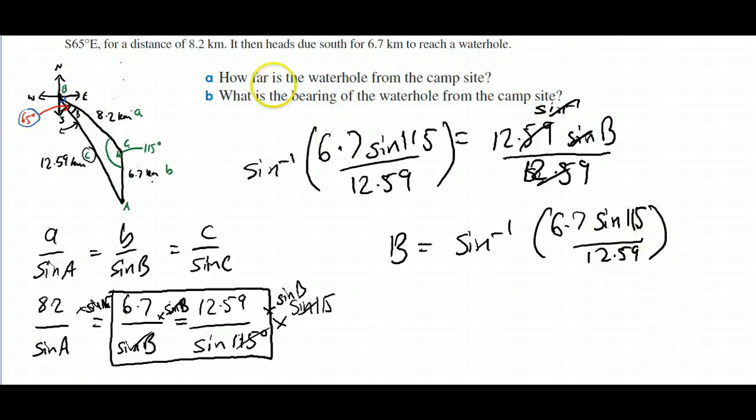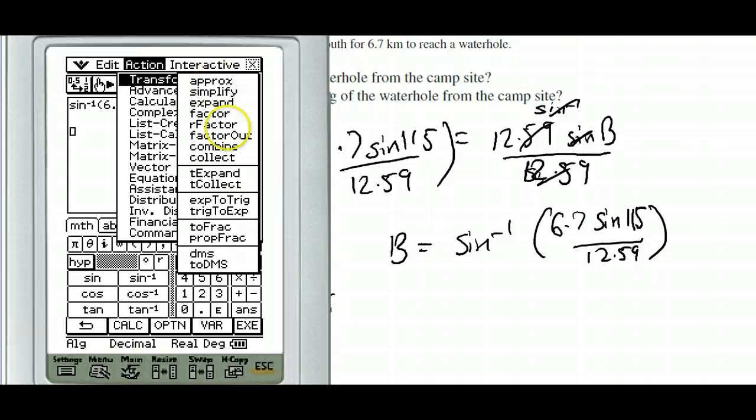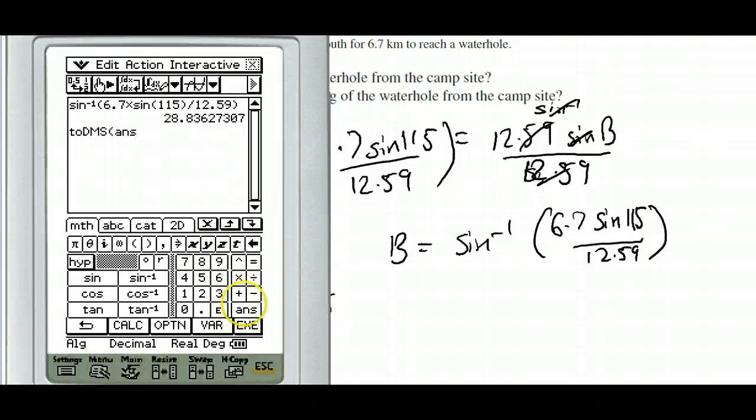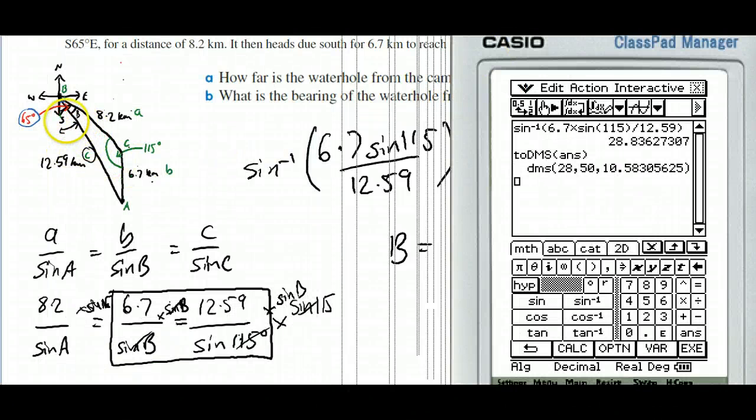Okay, let's put that into the calculator. We've got inverse sine of 6.7 times sine of 115. Close that bracket there, and then that's being divided by 12.59, and we just need to close that final bracket. Okay, that tells us it's 28.83, which we want to convert to degrees, minutes, seconds. So let's go action, transformation to DMS, and put in the answer. And there we go. We've got 28 degrees 50 minutes.